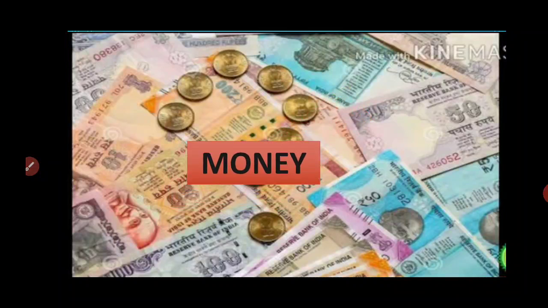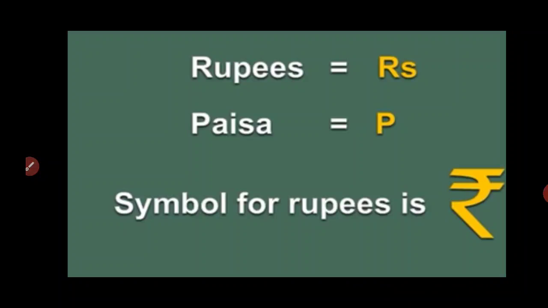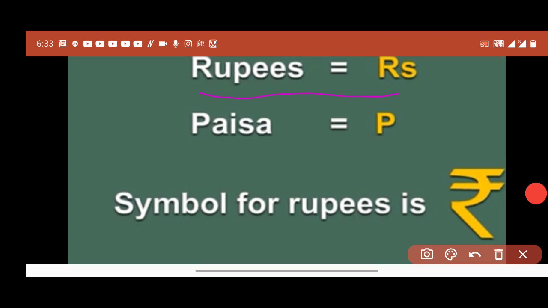Let's get started now. Children, in our country, money is used in the form of rupees and paisa. If you see, the term rupees has a symbol of capital R and small s. This was the symbol used earlier. But now, the symbol of rupees has been changed to this. And the symbol for paisa is a capital P. Moving on.